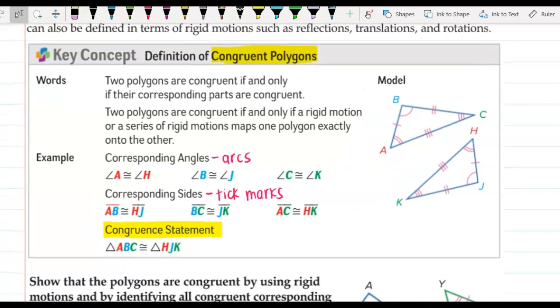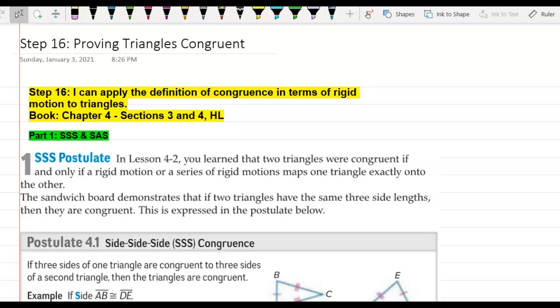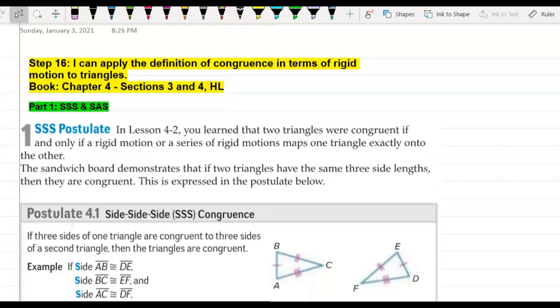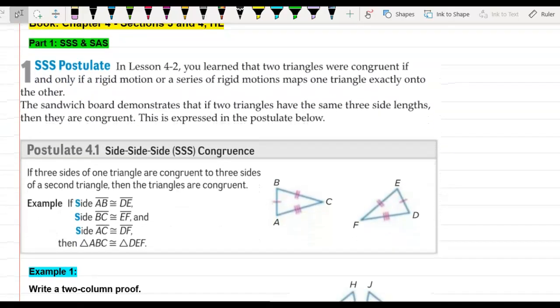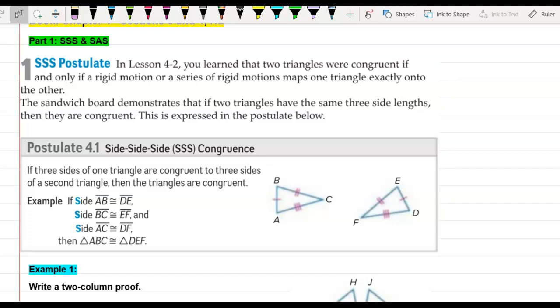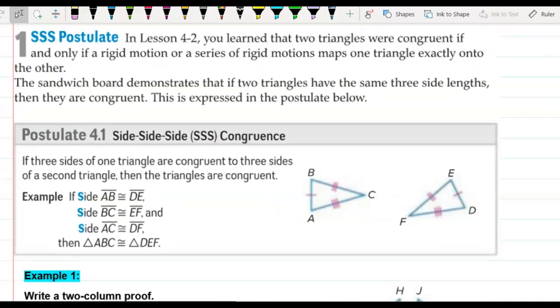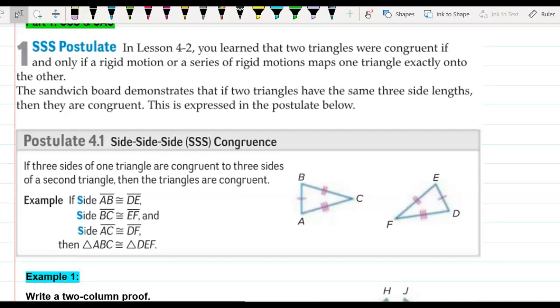So what we're going to do today is prove that two triangles are congruent, but we don't have to prove everything anymore. We'll have to prove 3 things. So the first shortcut that we'll talk about today, we're going to talk about 2 in this first video, is called SSS. S stands for side. So this is called the side-side-side, or SSS, congruence.